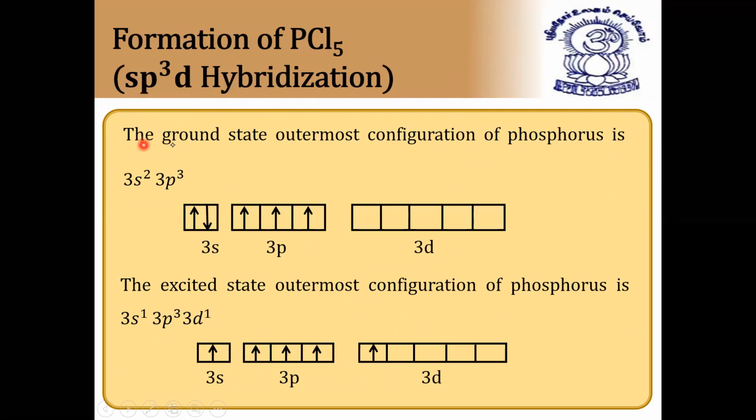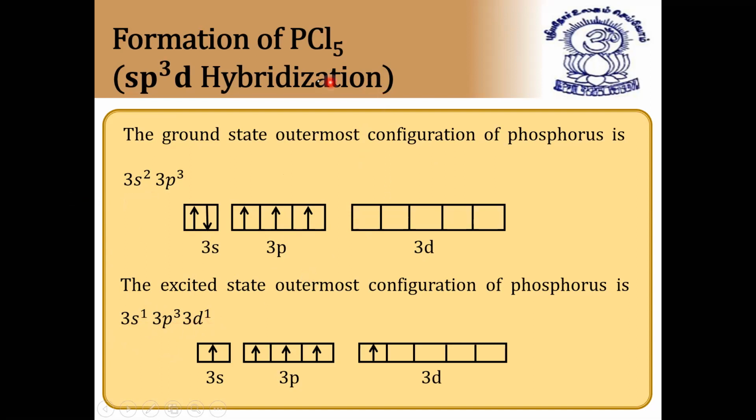sp3d hybridization. The ground state outermost configuration of phosphorus is 3s2 3p3. In the excited state, what happens? An electron in the s orbital goes to a d orbital because it has empty 3d orbitals, as 3s, 3p, 3d have comparable energies. So one electron will go from the s orbital to the d orbital, which results in the formation of 3s1, 3p3, 3d1. So one s orbital overlaps with three p and one d orbitals, resulting in the formation of sp3d. sp3d means 1 plus 3, 4, 4 plus 1, 5.